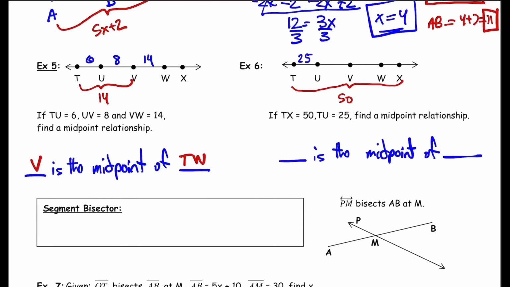Now, obviously, this is not drawn to scale. Right, so we have to use the numbers. We can't use the picture. We can't just say, oh, U looks like it's the midpoint of TV, so there's my midpoint relationship. That's not true. We have to use the numbers that are given to us.